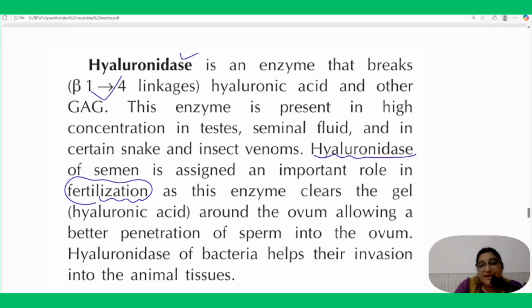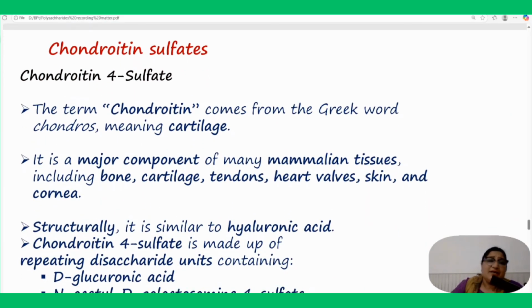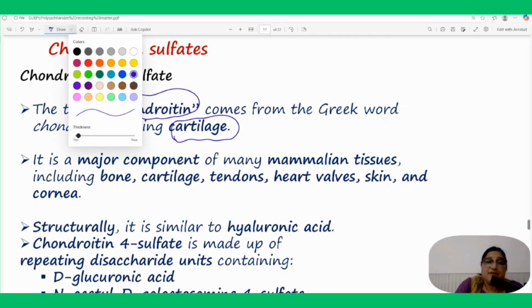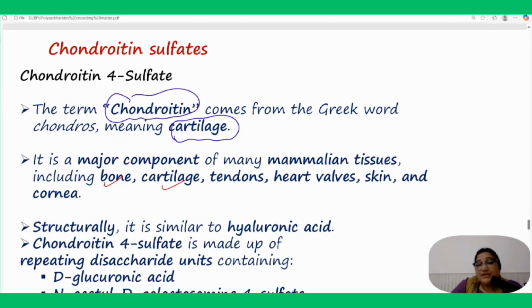Now moving on to the next heteropolysaccharide. So the next heteropolysaccharide is chondroitin sulfate. So chondroitin, as we see the word, means cartilage, and it is the important component of the major mammalian tissues. That includes bone, cartilage, tendon, valves of the heart, skin, and cornea. So structurally, we see that it is similar to the hyaluronic acid.